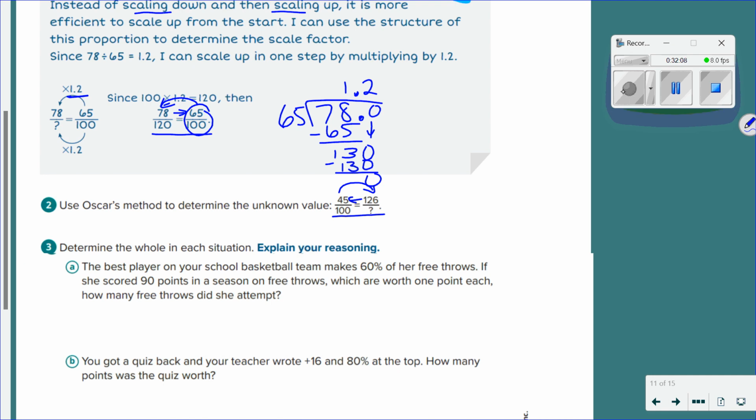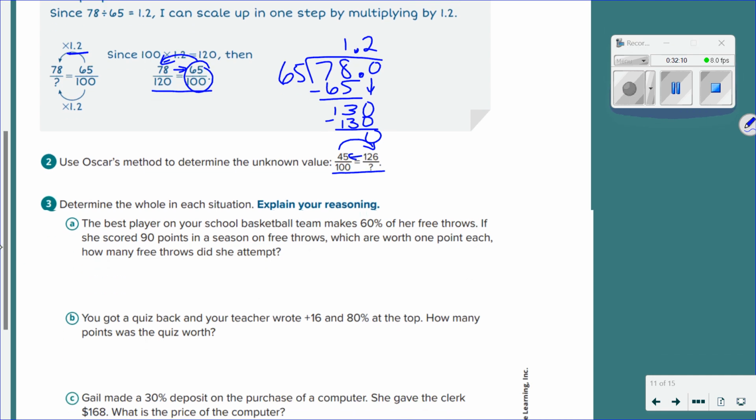I know a lot of you did not get it done yet, but all I'm doing is I'm taking 126, dividing by 45. It won't go into 1 or 12. It's going to go into 126 twice. Subtract 90 gives me 36. Still not at 0, so I add a decimal and a 0.